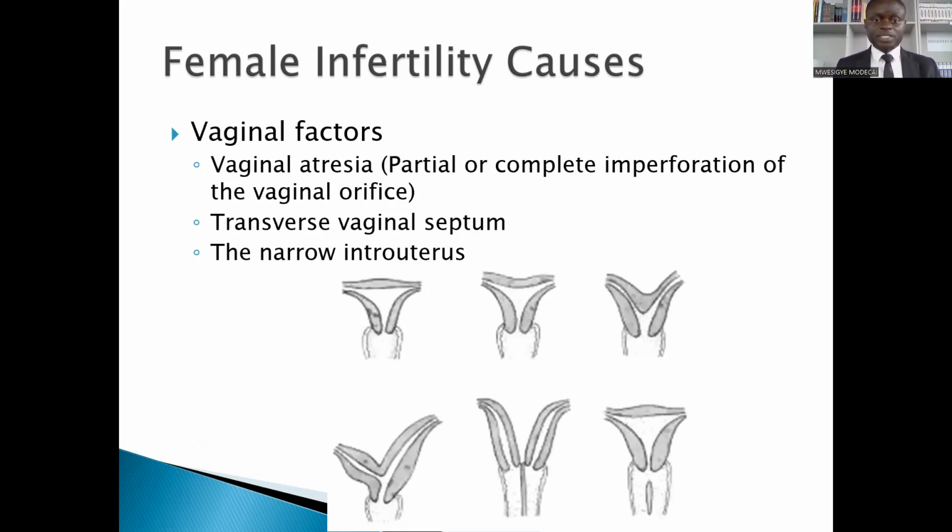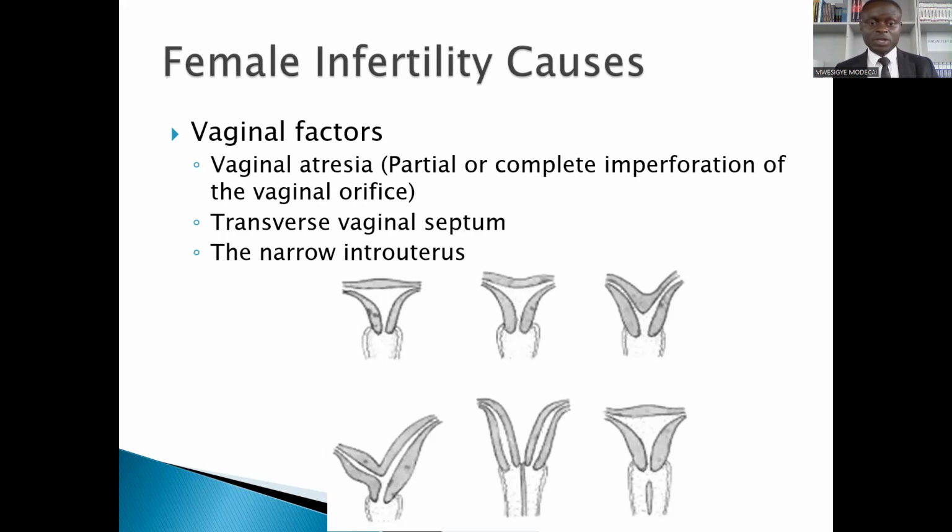We start with vaginal factors as the cause of infertility in females. The first one is vaginal atresia. When you talk of vaginal atresia, it means the vagina is narrowed, partially or completely. It is almost not there. And this person fails to deposit the sperm high in the vagina, which you call vaginal atresia.